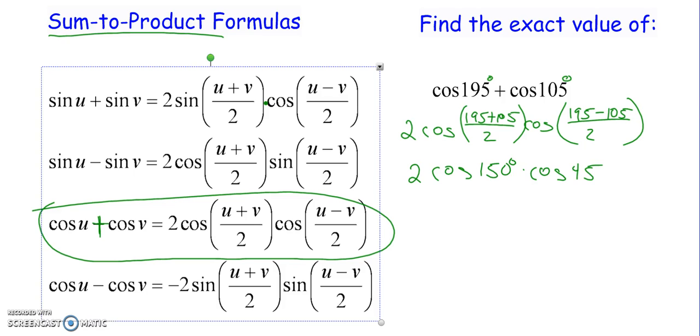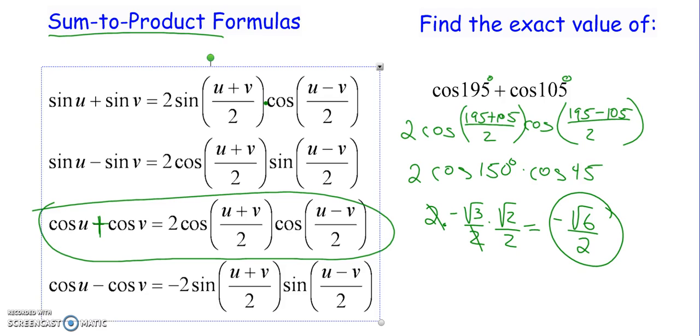And now it's just a matter of knowing my unit circle. I've got 2 times cosine 150, which is negative radical 3 over 2, and then cosine 45 is radical 2 over 2. And I just multiply. And when I multiply, those 2's cancel. And I have negative radical 6 over 2. Final answer.